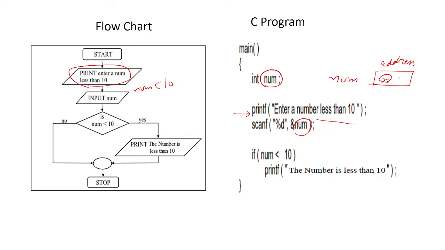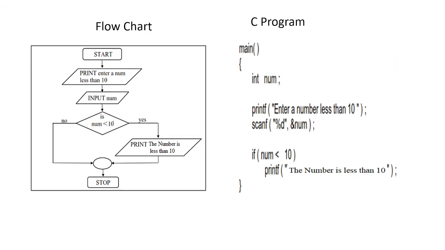So it will check whether this number is less than 10. This is the conditional block, as we all know. It will check whether the number entered through the keyboard is less than 10 or not. There are two answers, yes or no. If this number is less than 10, it will go to the yes path, print that the number is less than 10, and come to stop. But if the number is greater than or equal to 10, then it will take the path of no and go to the stop.